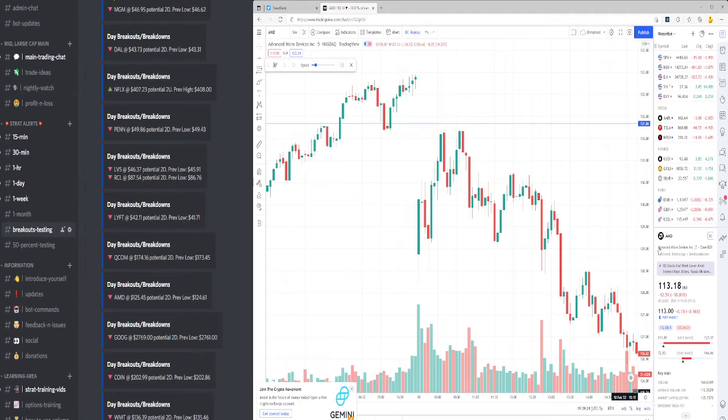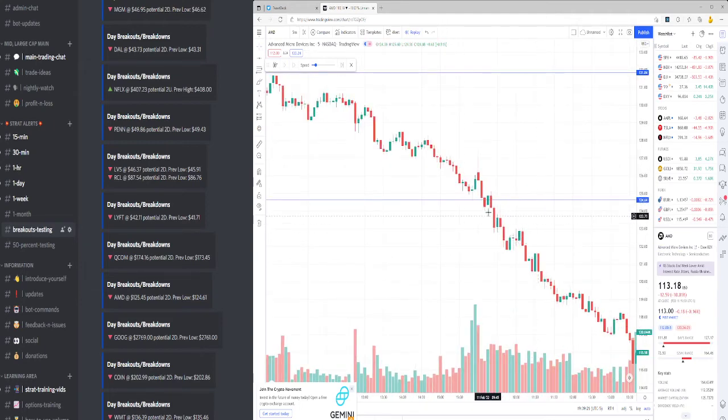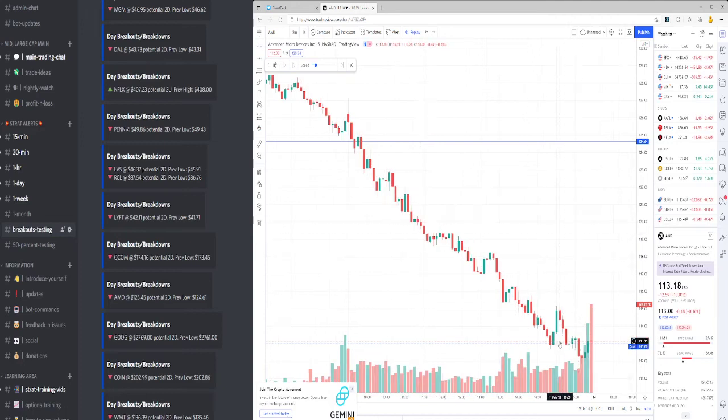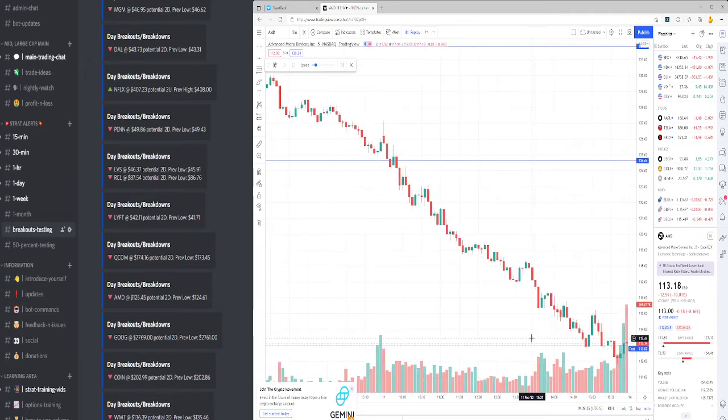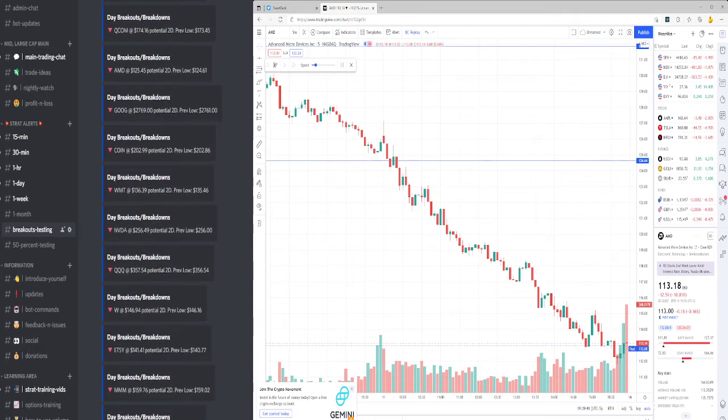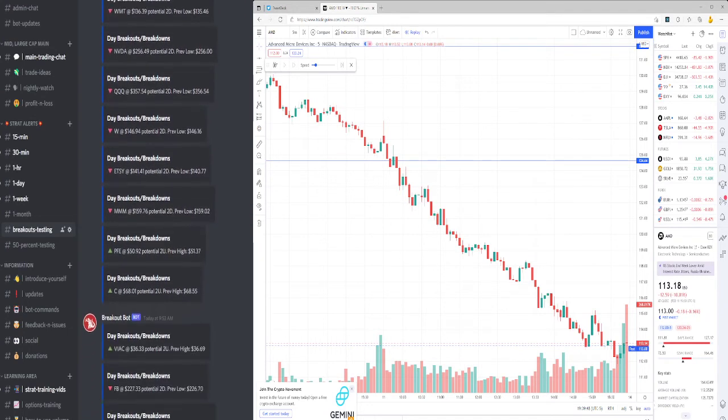Oh my goodness. If you were able to get in around this area and just ride her down all the way to roughly 113, 114, you were in pretty good shape. That was definitely going to be a multiple 100%er gain. And there were some other things that we notified on. They're all over here in the channel, and they come throughout the day.